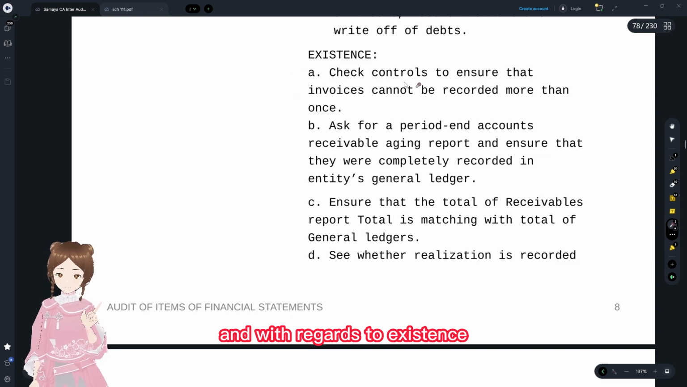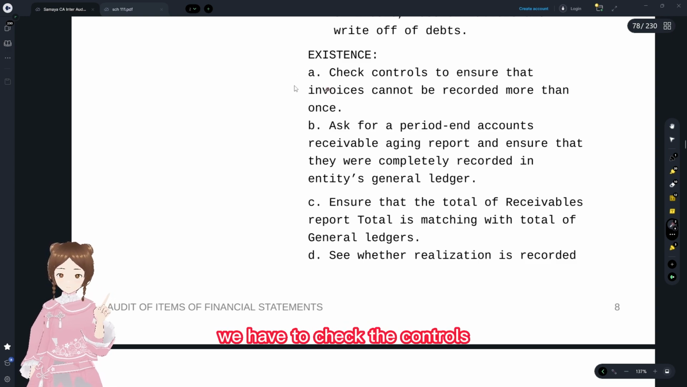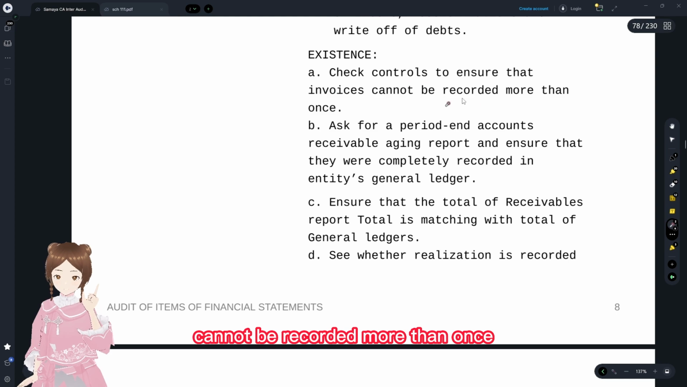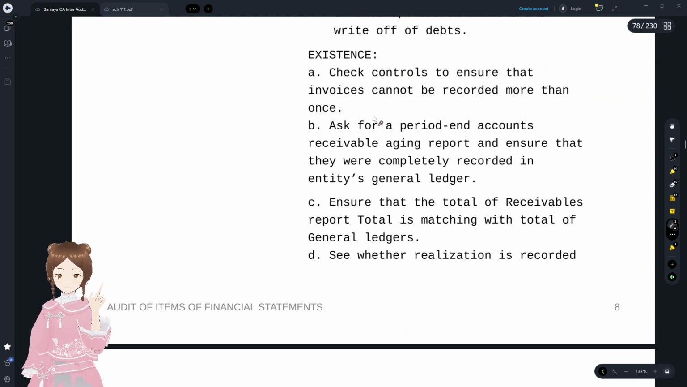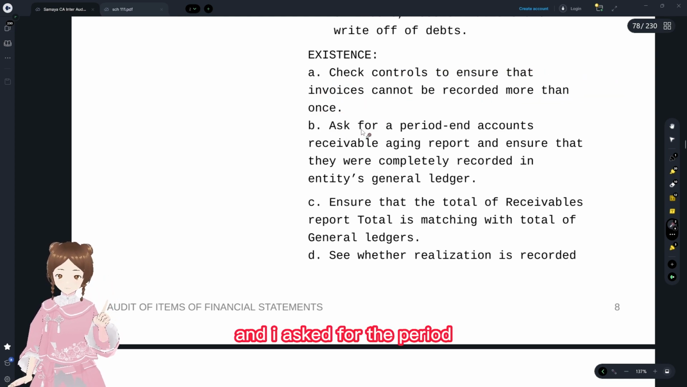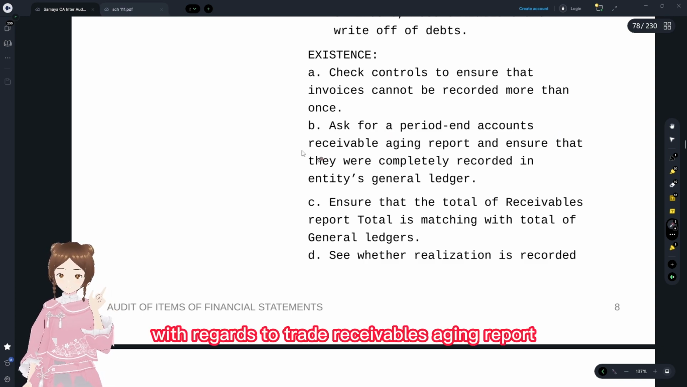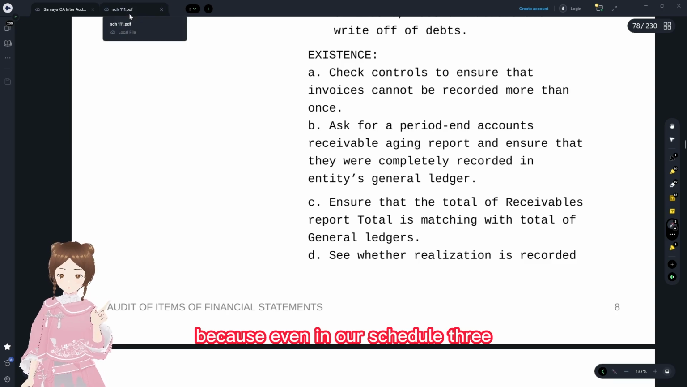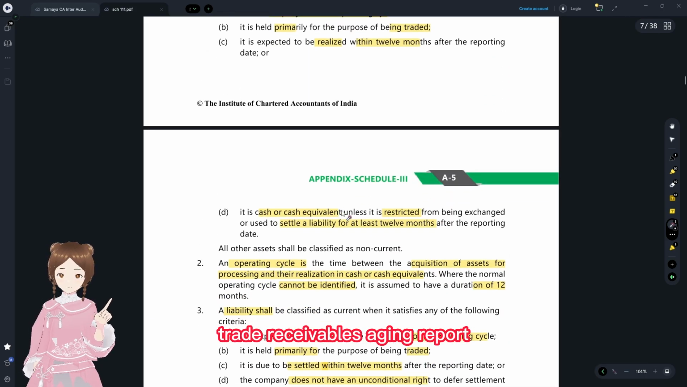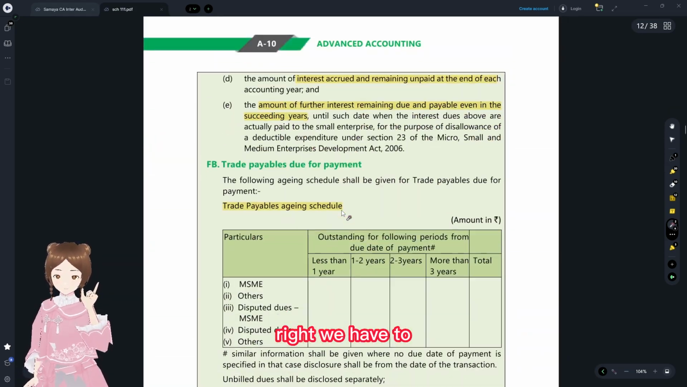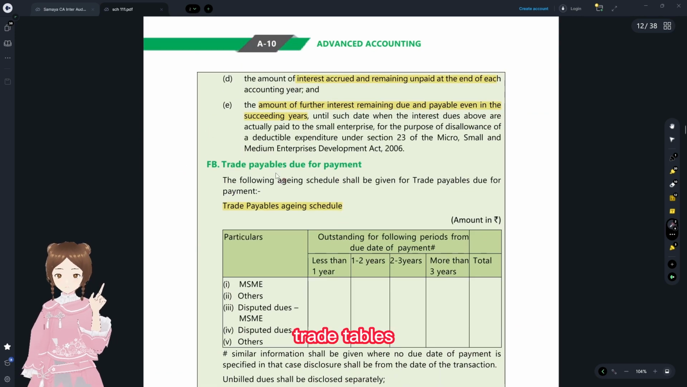And with regard to existence, we have to check the controls to ensure that invoices cannot be recorded more than once. You see, this is one thing. And ask for the period-end accounts with regard to the trade receivables aging report, because even in Schedule 3 we will have some trade receivables aging report, right? Yeah, it's actually trade payables.